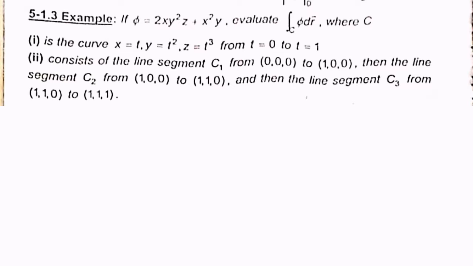First of all, we write the given data. You know that we have been given the value of phi. So we write the value of phi. Phi is equal to 2xy squared z plus x squared y. This is equation number 1.